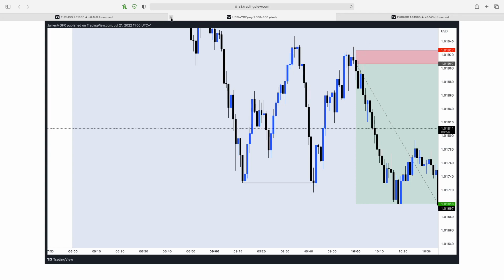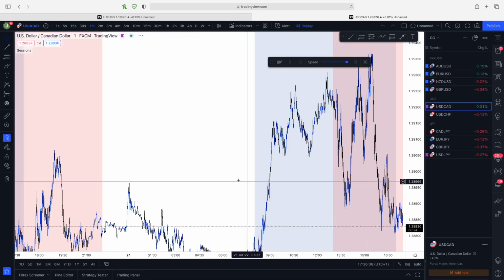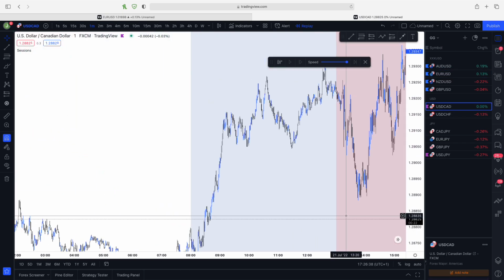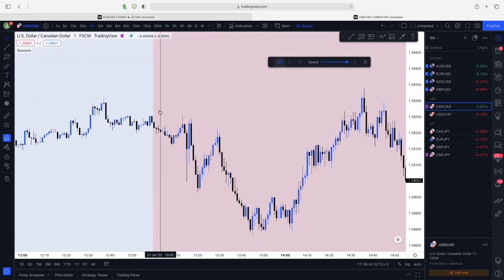Oh, that was that one. Let's get rid of that. So let's do USD CAD. So we need to go back, not that far. Cool, so let's start from the open again.